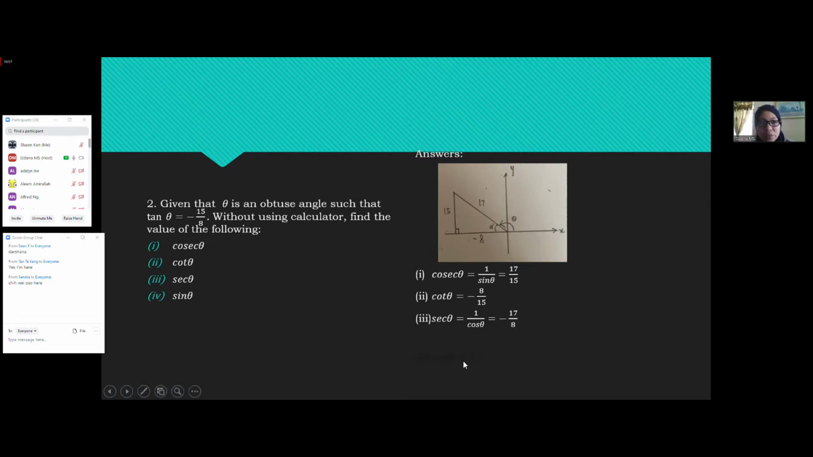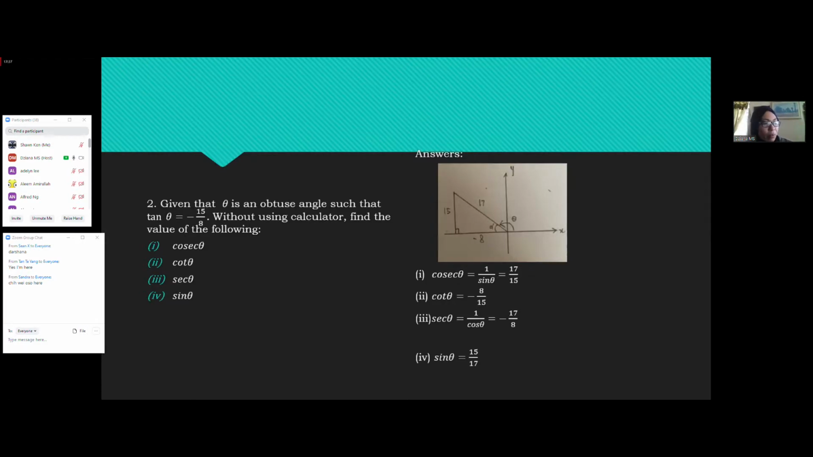And the last one, sine theta is 15 over 17. Any question on this type of question? I will not give you any more on this. Is there any question? Is it okay? I give you time to copy. If you have any question, just ask.